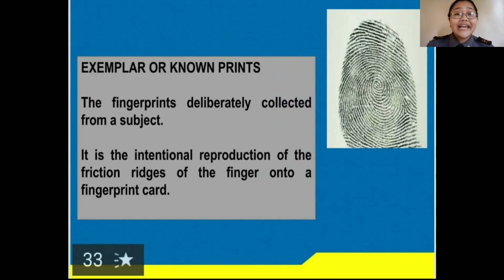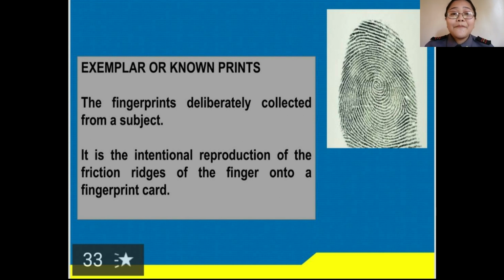And last, we have the exemplar or known prints. The fingerprints deliberately collected from a subject. It is the intentional reproduction of the friction ridges of the finger into a fingerprint card, which means this kind of prints is intentionally ginakwa mismo either sa victim or sa suspect. Because ang purpose na, if makita or if makakita latent print or plastic or patent print mismo sa crime scene, we will going to investigate if kay sino na sa ayhan. Either iya ka victim or iya ka possible suspect.